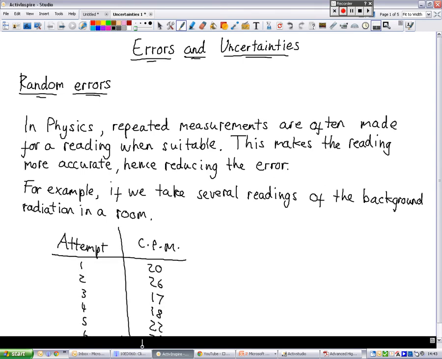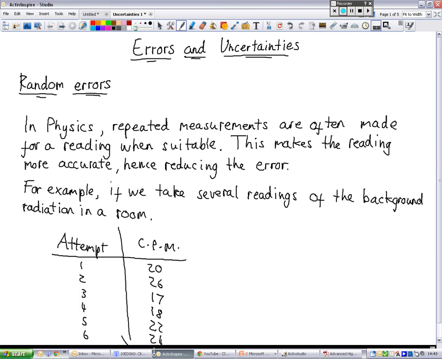So I used an example there of measuring background radiation. If we measure background radiation, say 6 times, we'll get different values every single time because of the random error. But we're trying to eliminate what that random error is by taking more than one value. That's how we can limit the effects of uncertainties.